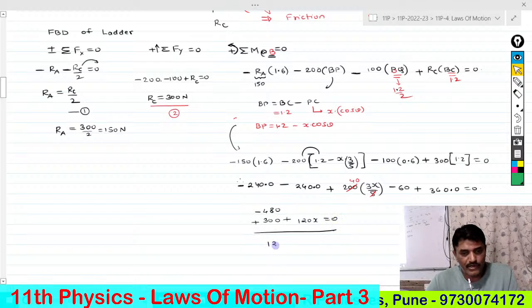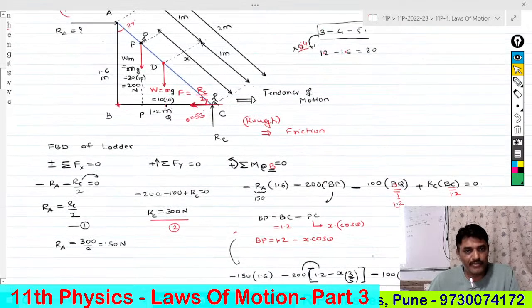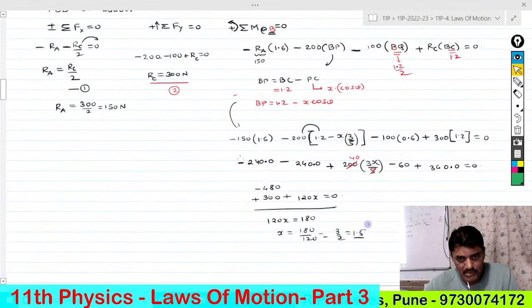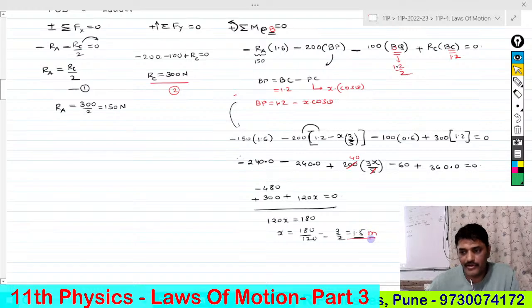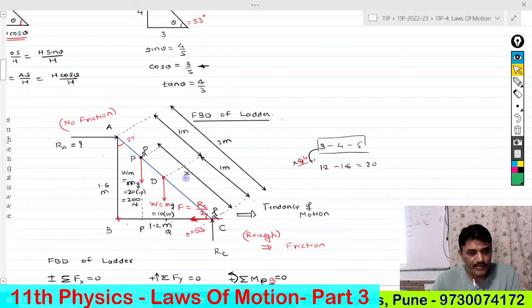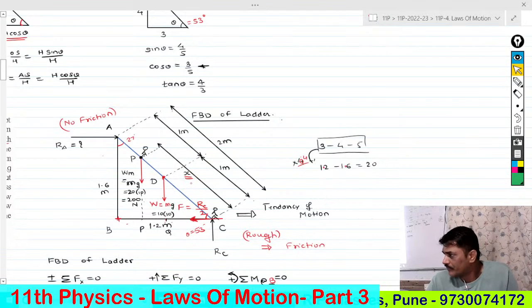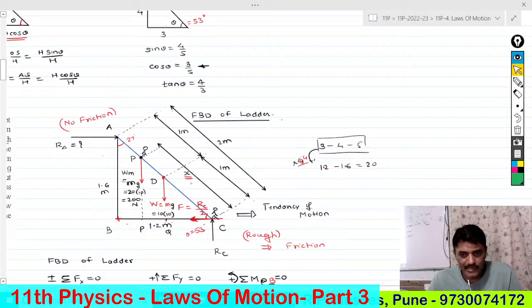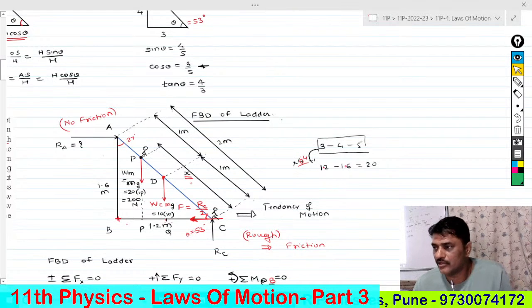Now therefore 120x is equal to ये minus 180 उधर जाके plus 180 बनेगा. So x is equal to 180 upon 120, that is 3 by 2 and that is 1.5. So x का value is 1.5 meter. So how long the monkey walks? The monkey walks up to 1.5 meter. Is this okay? The monkey walks up to 1.5 meter from here. This is clear? Any doubts about that? समझ में आया? I think we'll stop here for this. ठीक है?